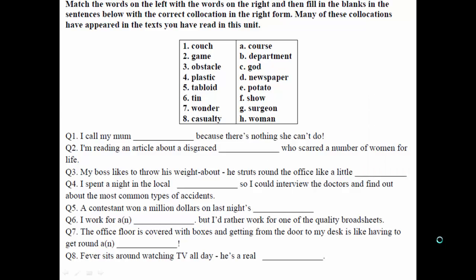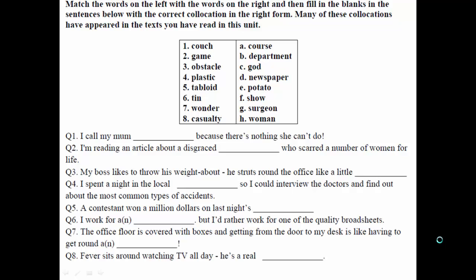And last, task 4. Match the words on the left with the words on the right and then fill in the blanks in the sentences below with the correct collocation in the right form. Many of these collocations have appeared in the text you have read in this unit. So A words are given, like coach, game, obstacle, plastic, tabloid, teen, wonder, casualty. And you need to match them with court, department, god, newspaper, potato, show, surgeon, woman. After matching, you need to write the correct sentence.